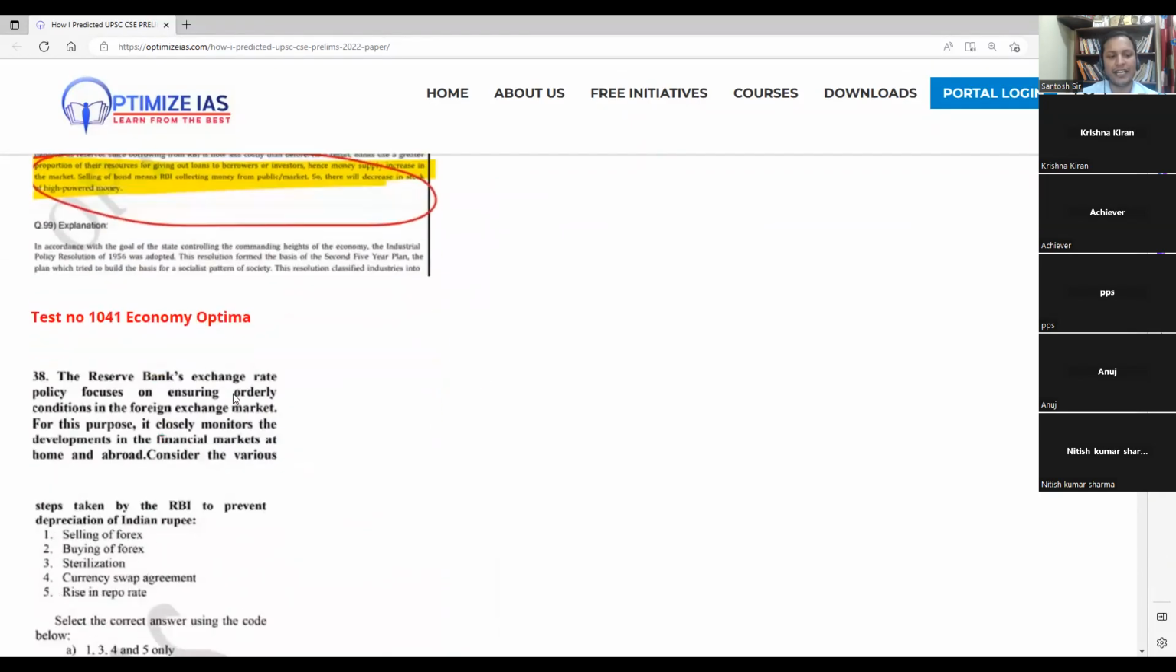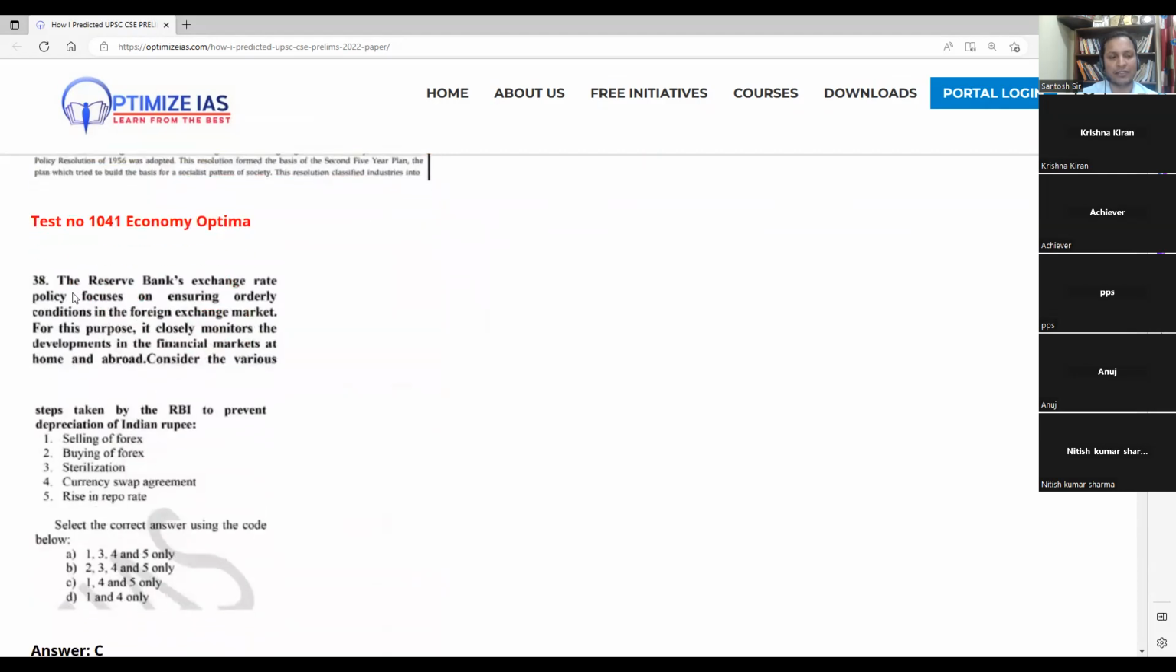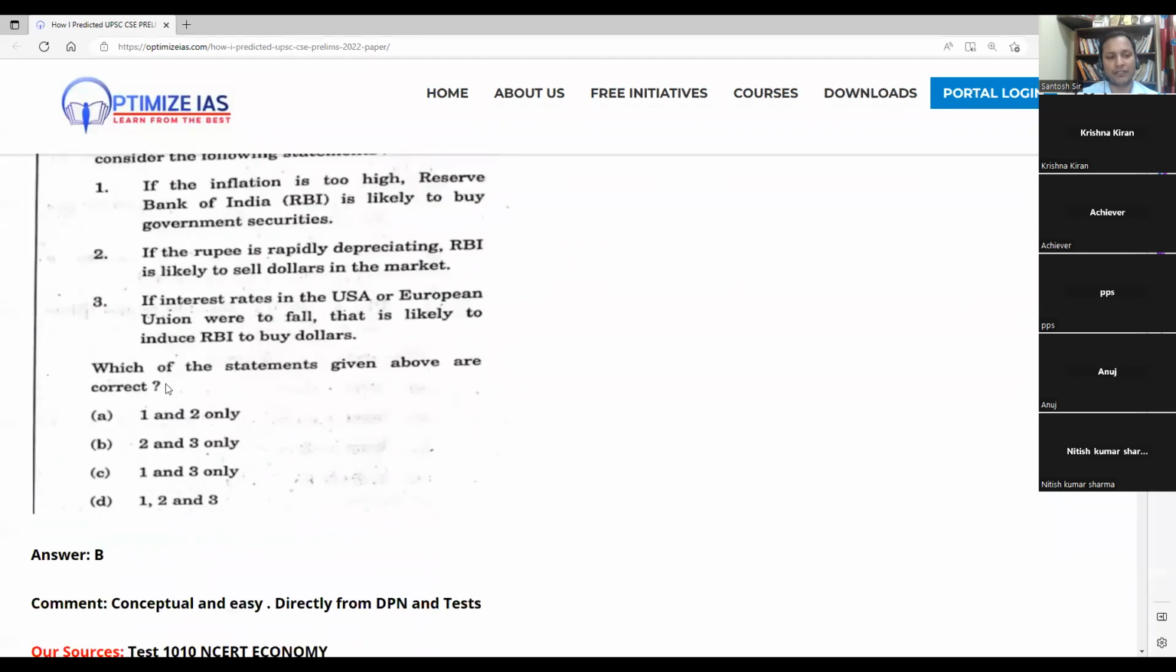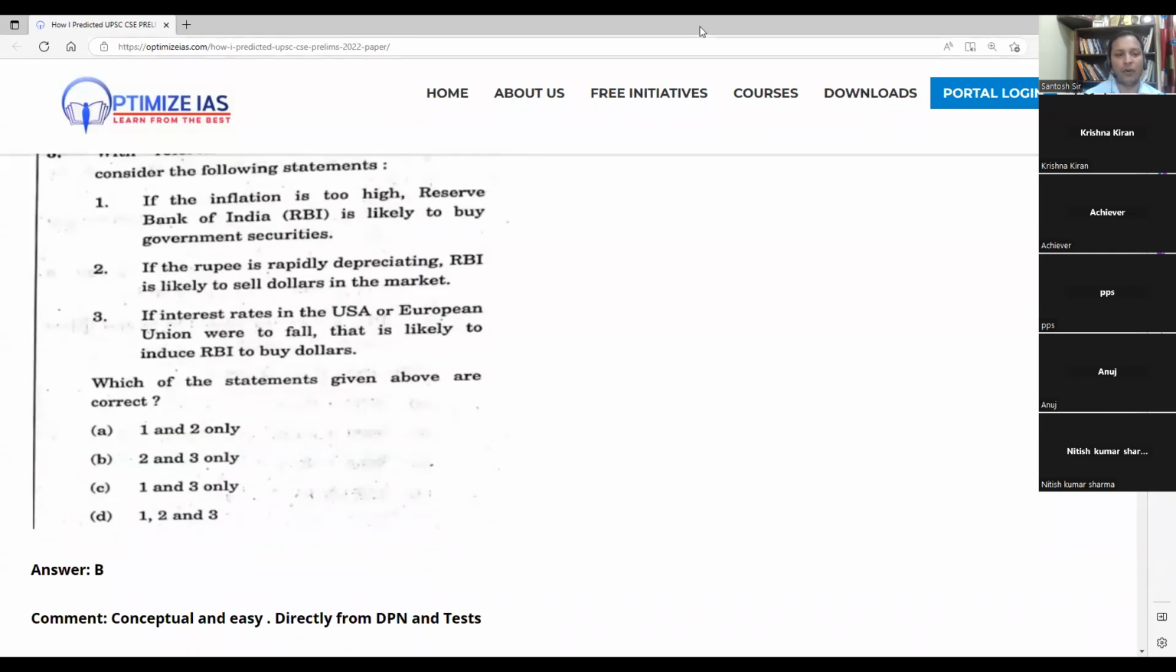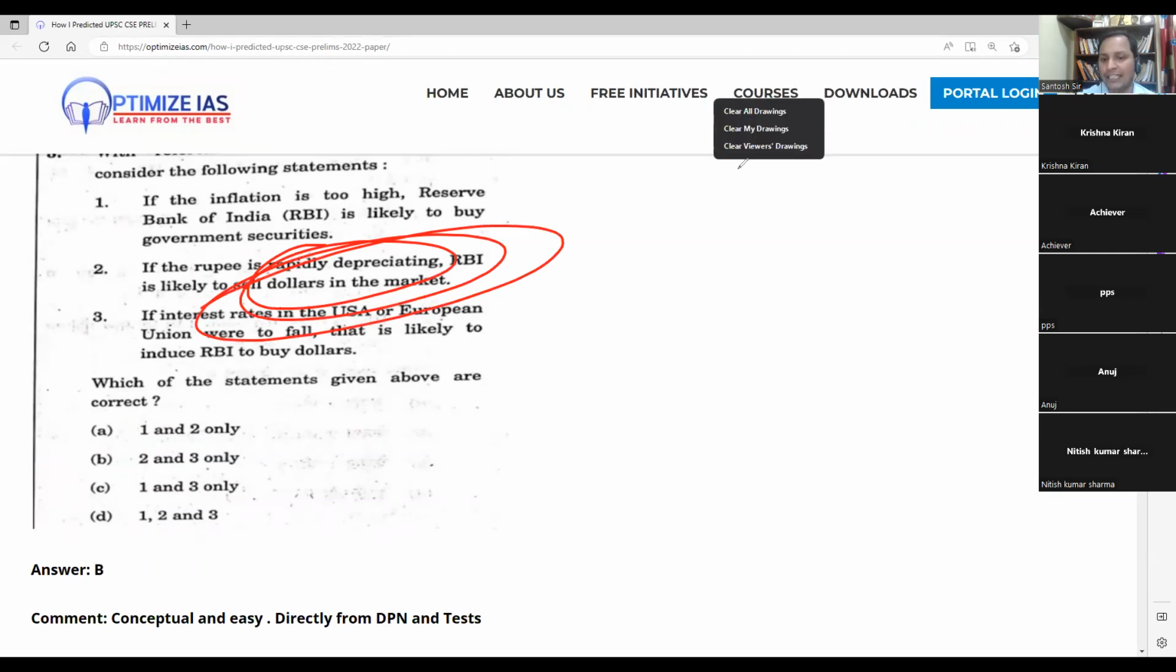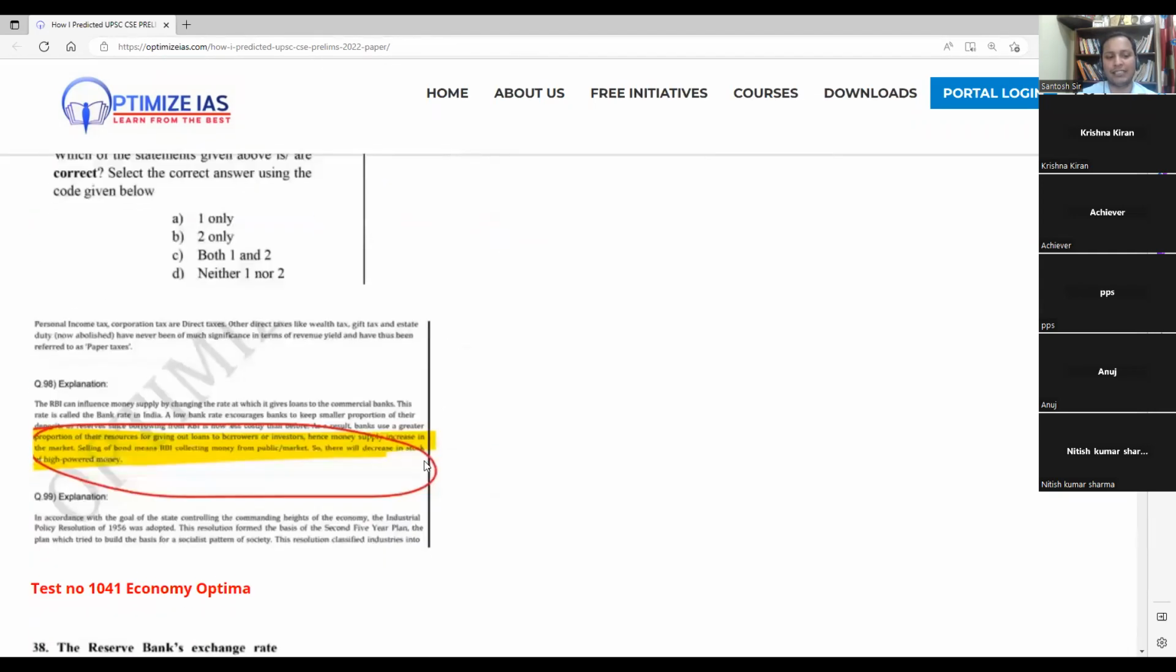And exactly we have covered this in our Economy Optima test. You can see here, Reserve Bank's exchange rate policy focuses on orderly conditions in the foreign exchange market. For this purpose, it closely monitors developments in financial markets. Consider the following steps taken to prevent the depreciation of the Indian rupee. What steps is RBI taking? Because for the last 2 years, the rupee is weakening or not? So they have asked, how does RBI check the rupee depreciation?